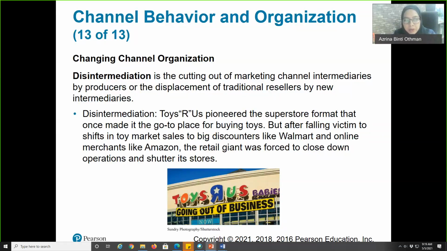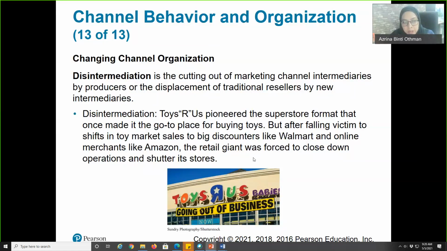So, for example, like Toys R Us case. Toys R Us pioneered the superstore format that once made it the go-to place for buying toys. Okay, semua orang tahu apa itu Toys R Us. Toys R Us adalah place for toys. Okay, toys. Budak-budak semua suka toys, okay? If you want to buy toys, you go to Toys R Us. So, but after falling victim to shift in toy market sales to big discounters like Walmart, what happened in US, bila datangnya competitor yang lain, Walmart, and also online merchants like Amazon, okay? So, the retail giant was forced to close down. Sebab itulah Toys R Us dah tak nampak lagi dekat US.